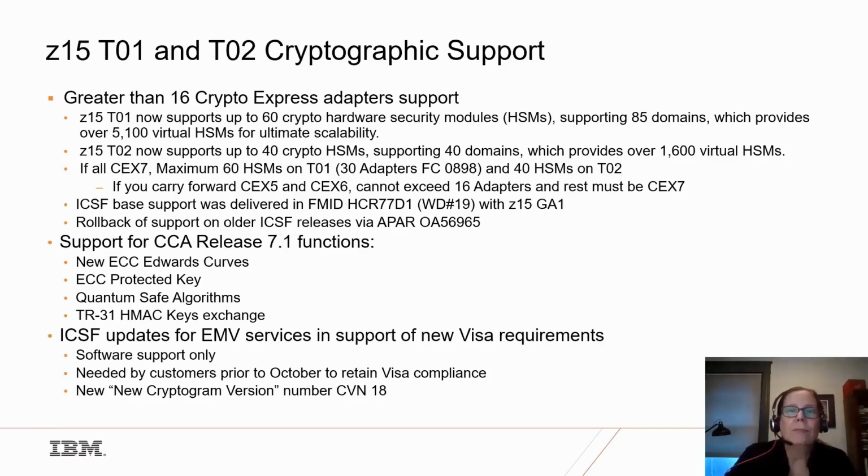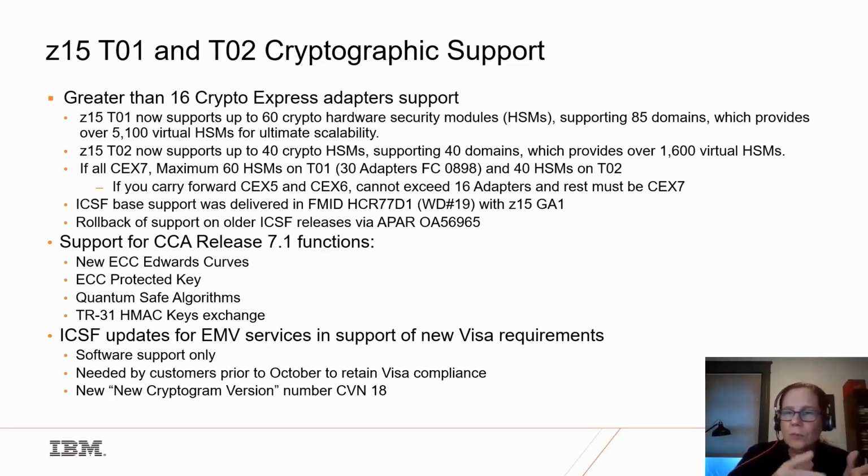Let's look at cryptographic support now. So on the Z15, T01 and T02, we're going to have the ability to have more than 16 Crypto Express adapters. If you're on the Z15 T01, you're going to have the ability to have 60 crypto hardware security modules, HSMs. On the Z15 T02, you'll have the ability to have 40 HSMs.